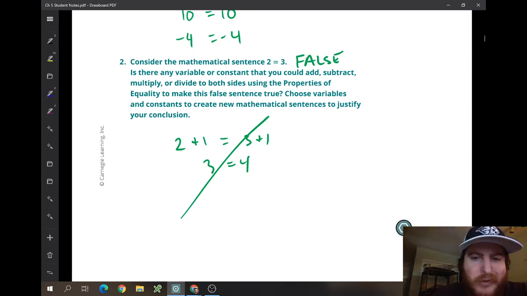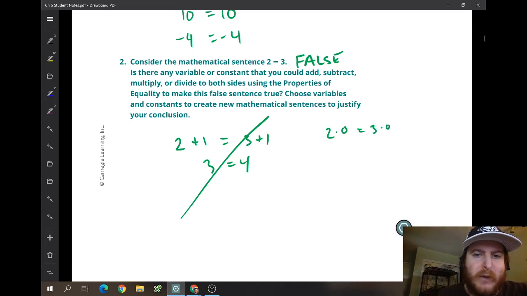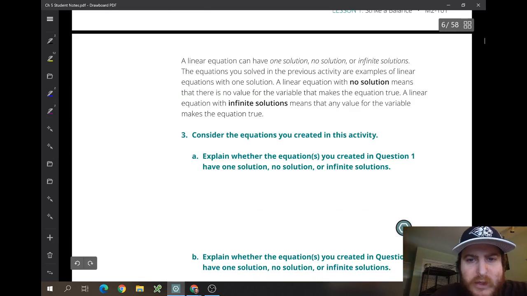The only thing you can do technically, I guess, is if you did like 2 times 0 and 3 times 0, now it's true. So that's why I said just be careful about 0. But really, for the most part, if you get 2 equals 3, that's just false. There's nothing you can do to make it true. So this is going to get us into this topic of having one solution, no solution, or multiple solutions.